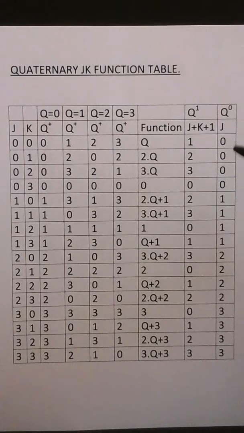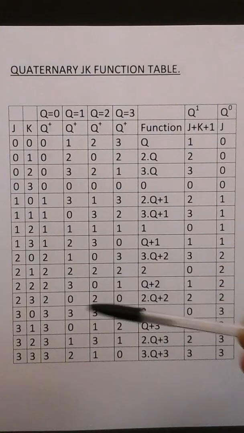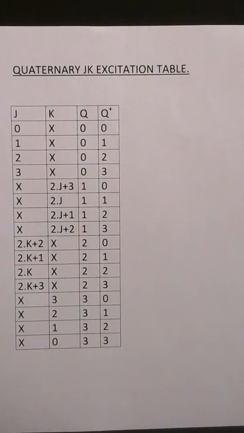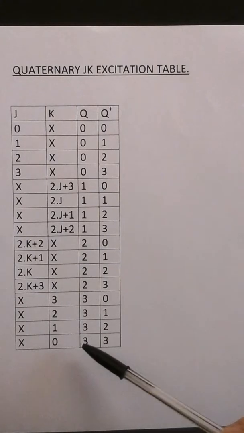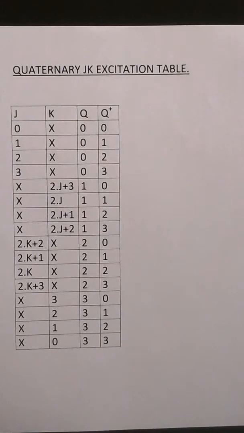So the basic idea for, say, a quaternary system, is you would get the values of q to the 1, q to the 0, work out the values of the function, and from there work out the values of q plus. So we're going to move on to the quaternary JK excitation table. I'm going to show you how to do the last line of this truth table. So I'll just put this one back.